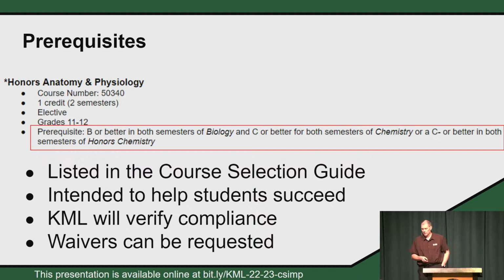This is a sample of what's inside the course selection guide. In this case, Honors Anatomy and Physiology gives you the course number, which is not really important to you guys. It tells you how many credits, whether it's an elective or required class, what grades can take it, and then the piece that I want to focus on is the prerequisites. Some classes require you to have gotten a certain grade in another class before you take them. That's a prerequisite. As you get into those classes, pay attention that there are some, and you're going to need to take a look at that information to make sure that you're meeting those. The prerequisites are intended to help students succeed.